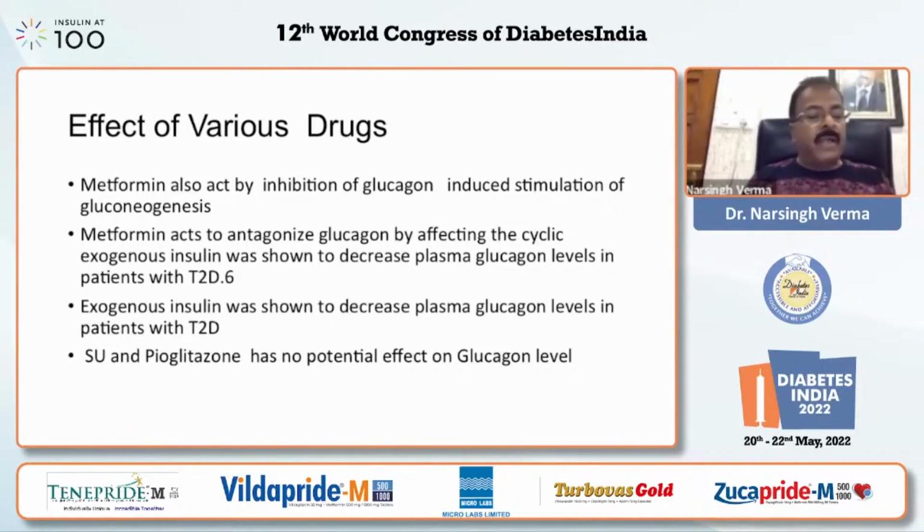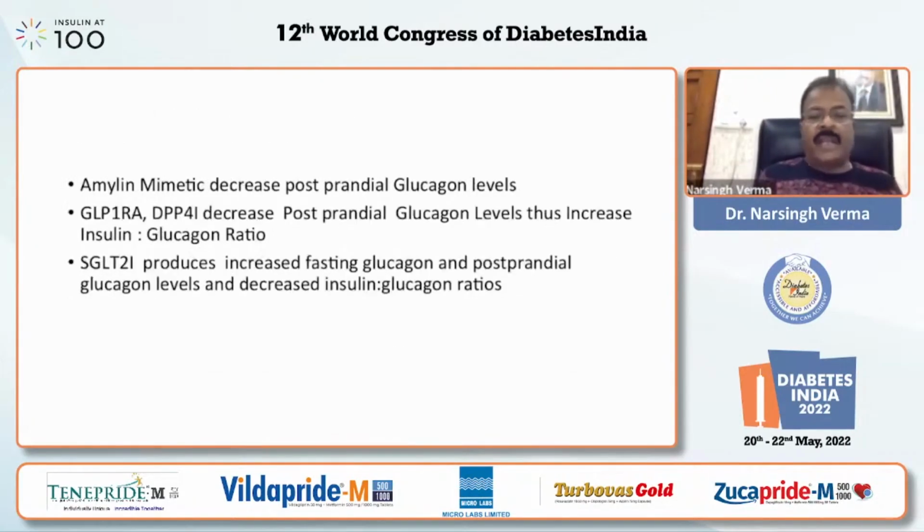Sulfonylurea and pioglitazone have not been shown to have any potential effect on glucagon levels. Experimentally, a few studies have shown something, but finally we have not found enough studies to claim that glucagon levels are affected by sulfonylurea and pioglitazone. Amylin mimetics decrease postprandial glucagon levels. We don't have these drugs in my country, but in countries which have them, they did decrease postprandial glucagon levels, similarly having a paracrine effect.